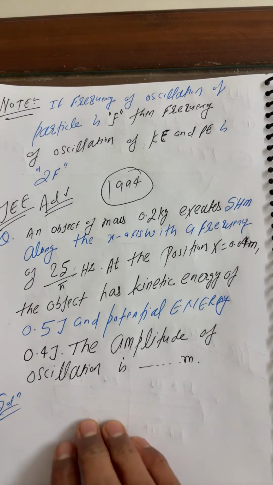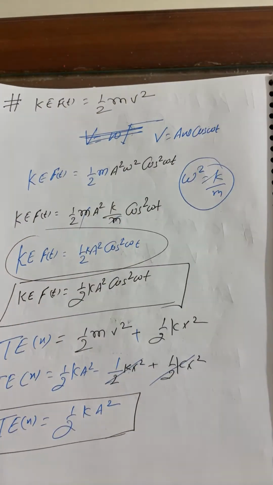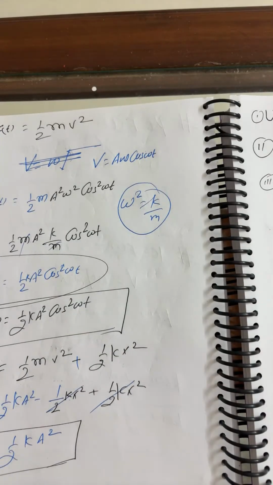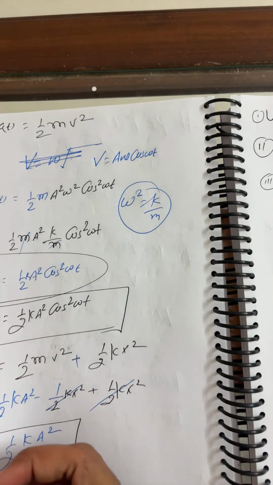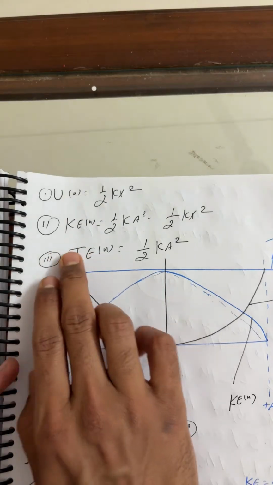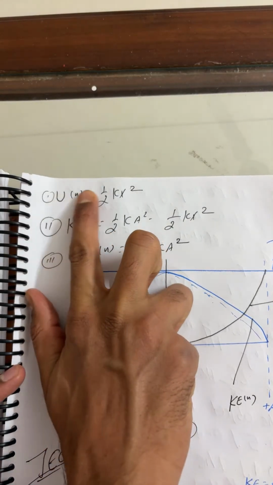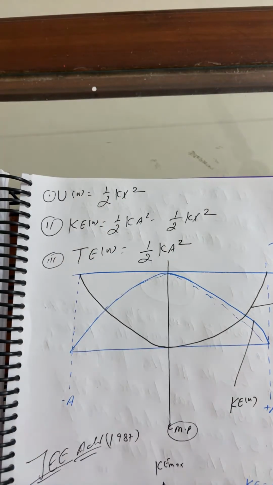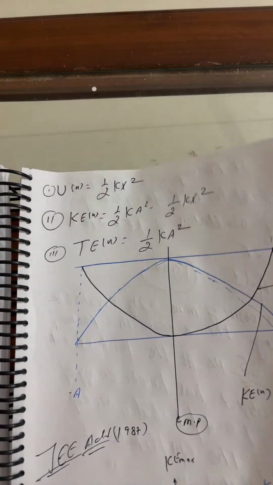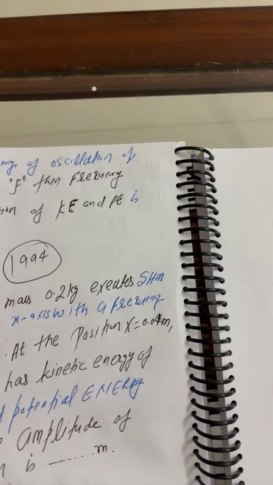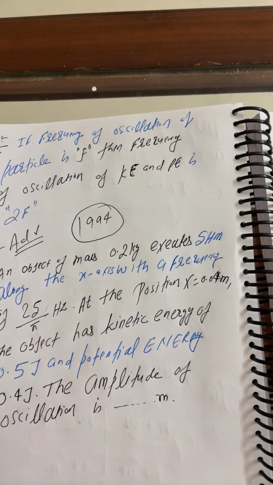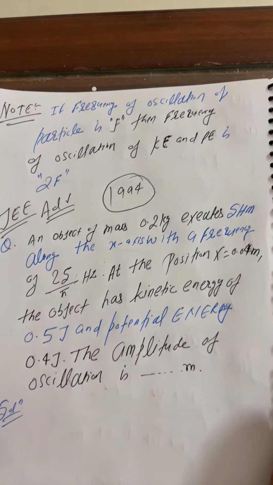Students, in this question, you can use this result also. Kinetic energy is a function of x, potential energy is a function of x, or I can tell it in a better way. What we have to find, students? We have to find the amplitude. So you can use total mechanical energy conservation here.